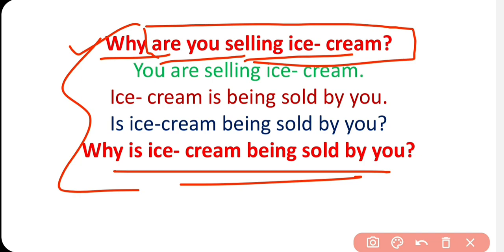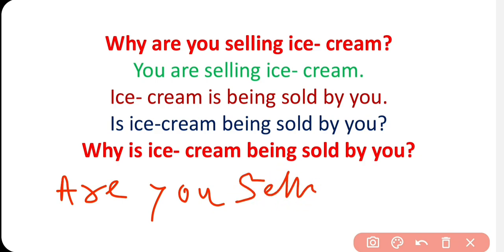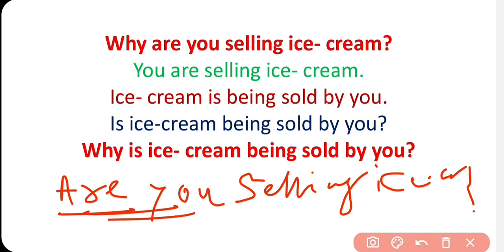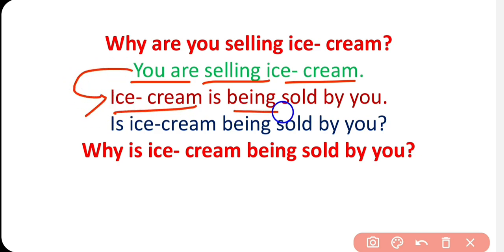And what will be the assertive form of this sentence? Are you selling ice cream? This will be the yes no type question form. And what will be the passive form of this sentence? So what will be the assertive form? You are selling ice cream. Then you have to change it into passive form. So ice cream is being sold by you.